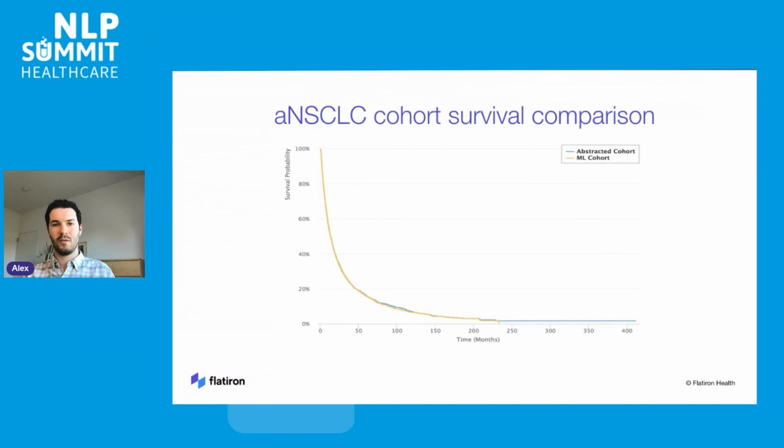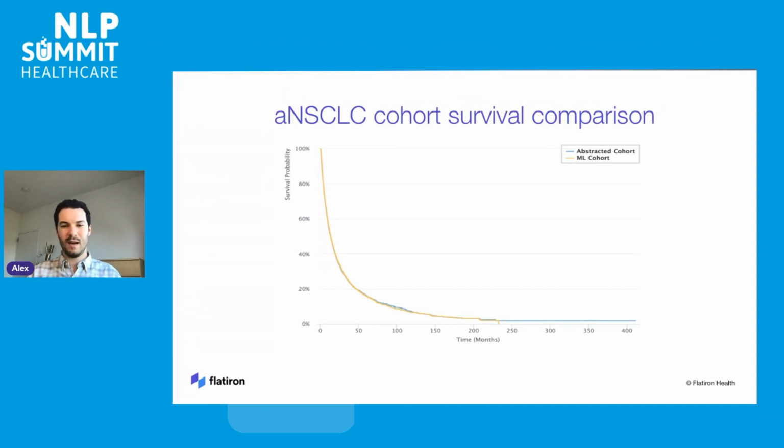One is showing a cohort selected based on abstracted advanced NSCLC status and abstracted date, and the other showing ML-extracted status and date. And we can see that despite us knowing that there are quite a few errors in the model, these curves actually end up looking nearly identical. And conclusions about overall survival are the same with abstracted and ML-extracted data.